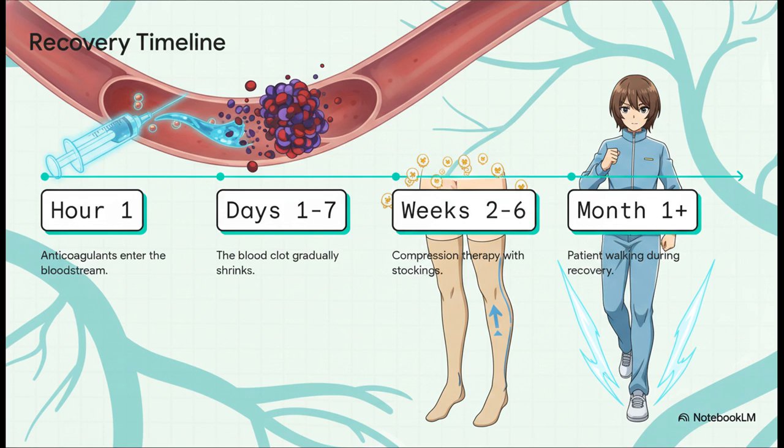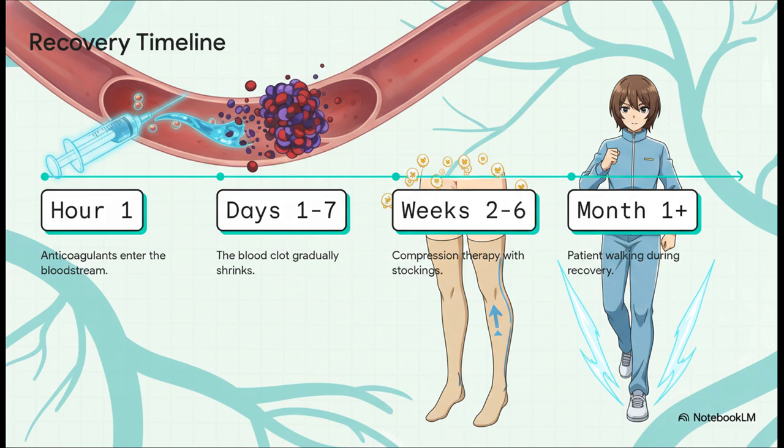In hour 1 of acute treatment, anticoagulant medications, things like heparin or direct oral anticoagulants, are introduced into the bloodstream. Now, it's really important to note, these agents do not actually dissolve the existing clot. No, they just inhibit the coagulation cascade. They act like a chemical roadblock to prevent further fibrin cross-linking and stop the thrombus from growing any larger.